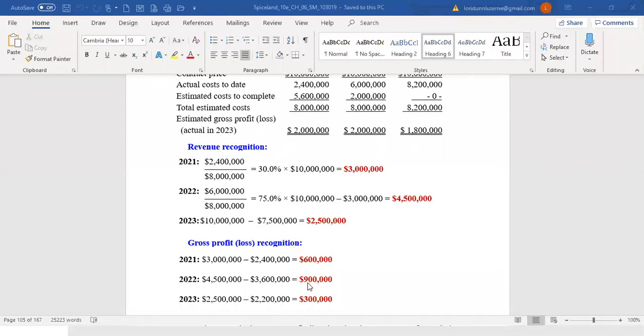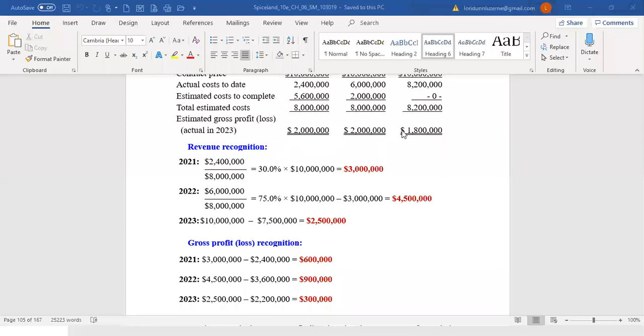Finally, in year 3, 2.5 million is the amount of revenue that will be recognized. We had actual costs in 2023 of 2.2 million. So 300,000 of the gross profit is recognized in that year. If you add up the 3 years, you will have recognized a total gross profit of 1.8 million.